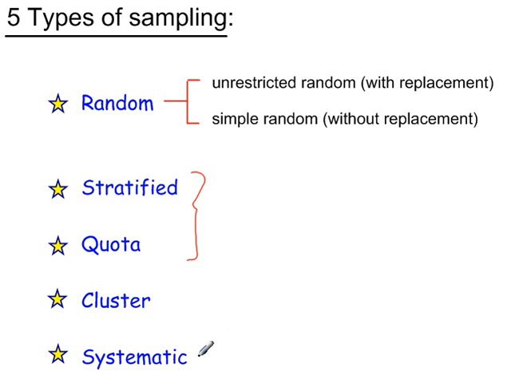And then lastly, we have systematic sampling, where you might be selecting, for example, every 10th member of the population in a systematic way, using a pattern. Now, some of these sampling methods will give everyone an equal chance of being selected, others won't. They all have their advantages and disadvantages.